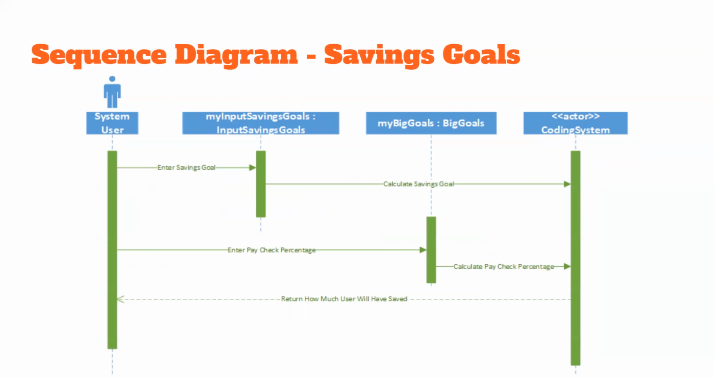So for the savings goals, there's two things that are going on almost simultaneously. First, the user is entering their goals, and then next, the user is entering their paycheck percentage. And as that's happening, the coding system is calculating their savings goals and calculating their paycheck percentage. This is based on the months that was inputted, and then finally it will return the answer back to the user.